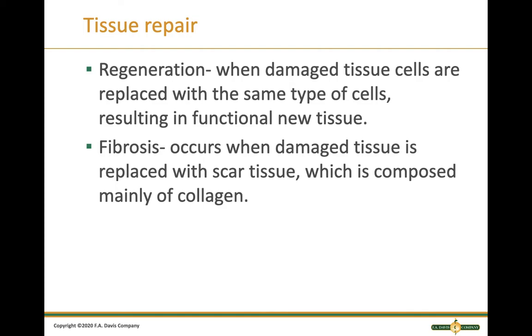Next thing is tissue repair. Two types are regeneration and fibrosis. So when you get a small cut, regeneration, the damaged tissue cells are replaced with the same type of cells, resulting in a functional new tissue, and we'll look at that in a minute. Epithelial tissue can regenerate pretty well. Nervous tissue, not as much. Fibrosis is when the damaged tissue is replaced with scar tissue, which is composed mainly of collagen, and that leaves a scar.